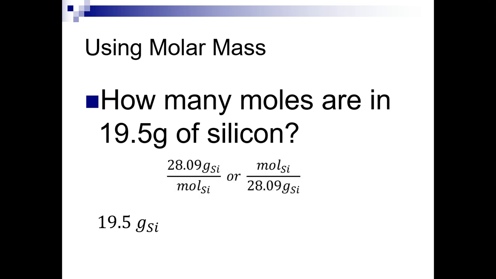And I have to determine which way I'm going to use it. I'm going to use it on the left with moles in the bottom, or I'm going to use it on the right with grams in the bottom. Well, since I want to get rid of grams, I'm going to use the one that has grams on the bottom so that my units of grams of silicon can cancel.